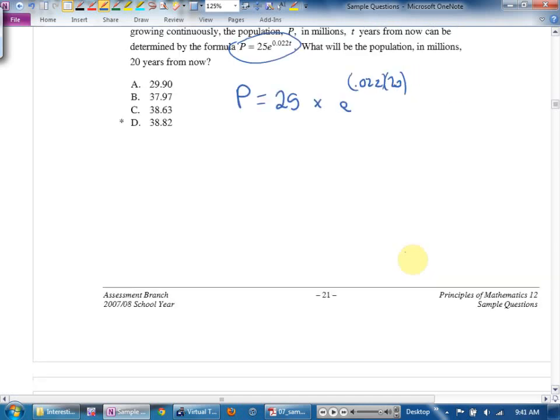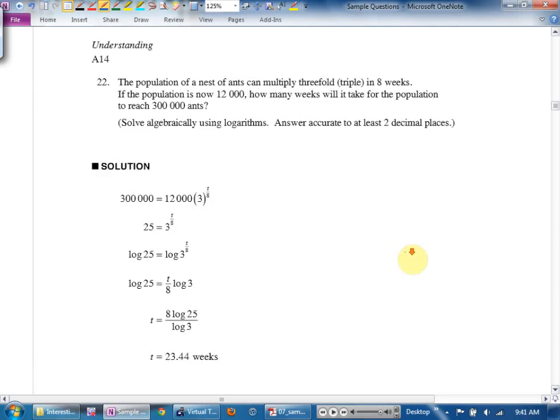Word problem. Absolutely a good chance that there is a word problem on the written. So this one here says the population of a nest of ants can multiply threefold, triple, that's your growth rate, in 8 weeks. That's your period.